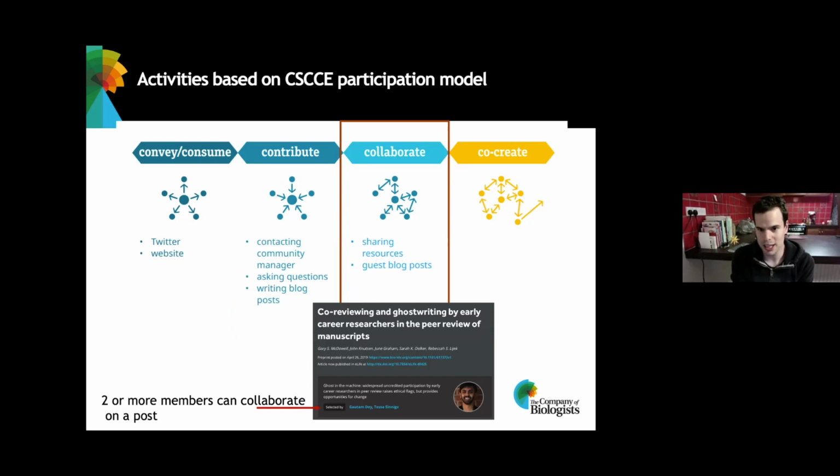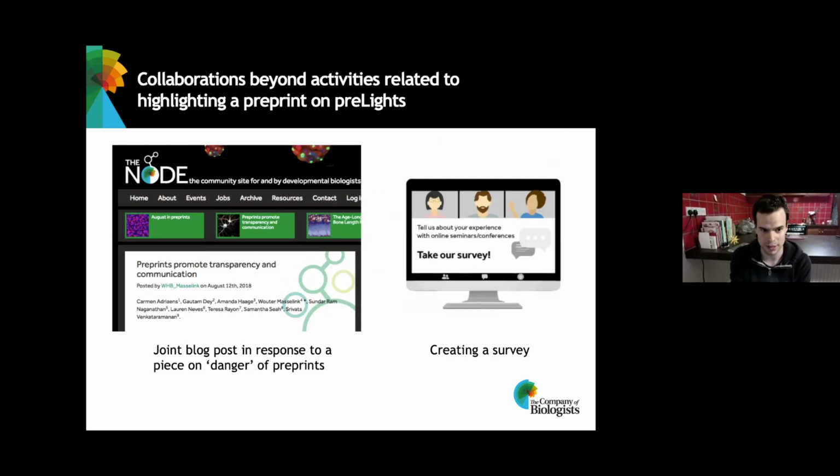When we launched preLights, we thought that probably the only way they would collaborate is through writing these posts together. So in this example, you can see that this preprint highlight was written by 2 members of the community. But here too, we've been really pleased to see that as the community evolved, there have been different types of collaboration happening in the platform. For example, they've written a joint blog post in response to a piece on whether preprints might be dangerous. And also recently they've together created a survey, which might already go to the next category of community participation.